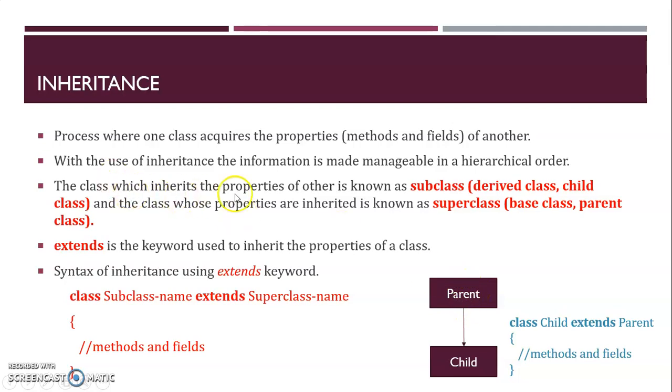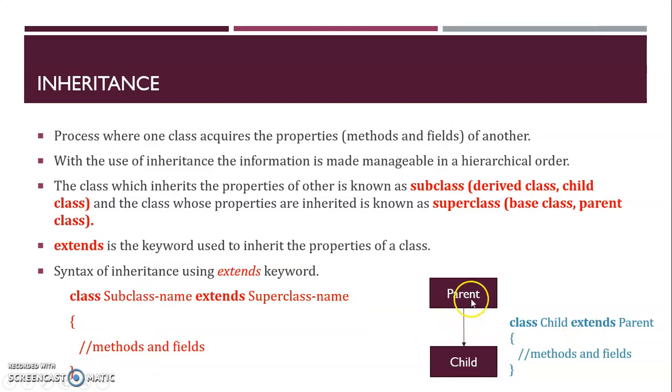The class which inherits the properties of another class is known as the subclass, derived class, or the child class, and the class whose properties are inherited is known as the superclass. In this example, parent is the superclass and child is the subclass. In Java, we use the keyword extends to inherit the properties of a class. The format is like this. First, we start with the keyword class, followed by the subclass name, then the keyword extends, followed by the superclass name, and inside the brackets, we define the fields and methods of the subclass.